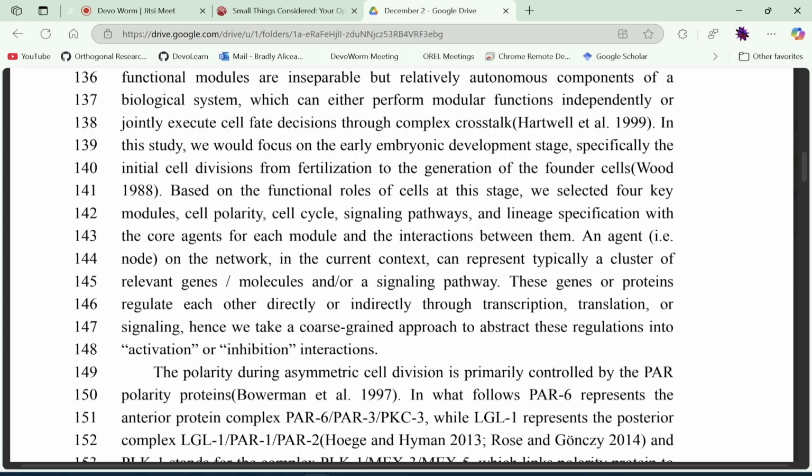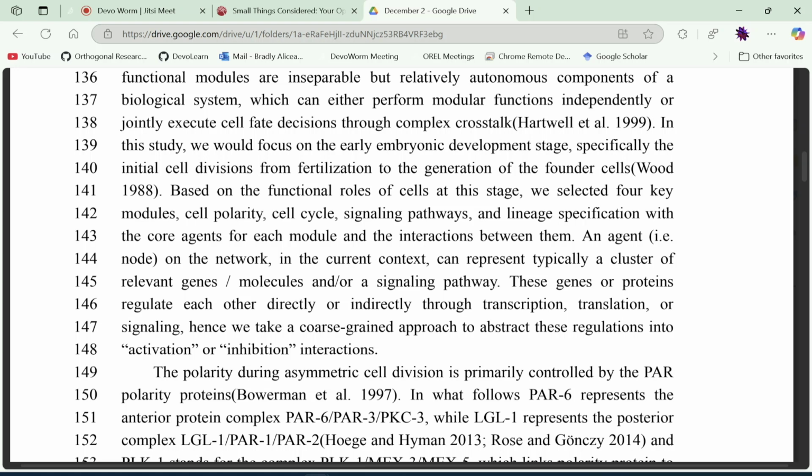So this is where you can go into the data, look at the genes, look at their function, or at least their annotated function, and you can construct networks based on this function. There are a number of genes involved in cell polarity, cell cycle, signaling pathways, and lineage specification. Those are all the core parts of these modules. So we have 4 modules, and we presume they interact. There are genes within those modules, and then we want to look at how those modules interact.